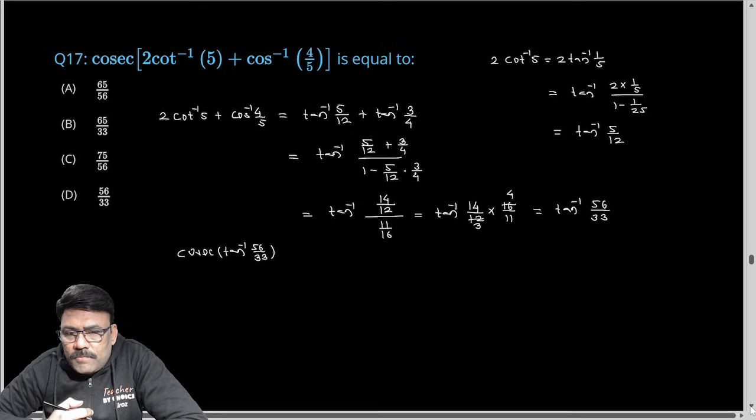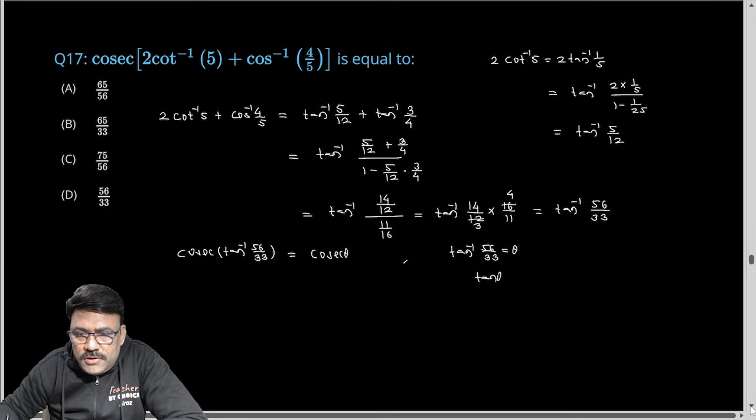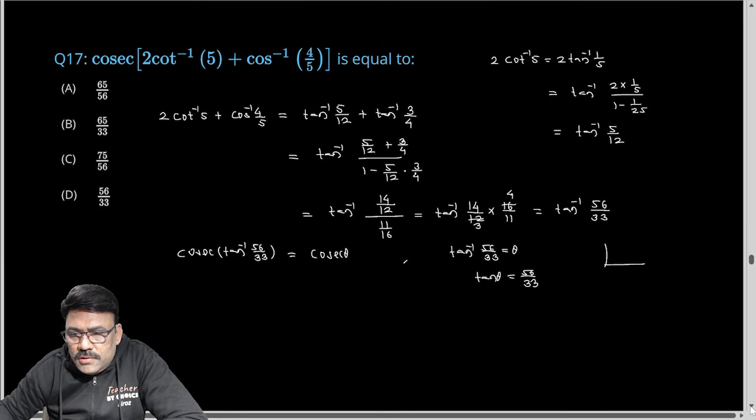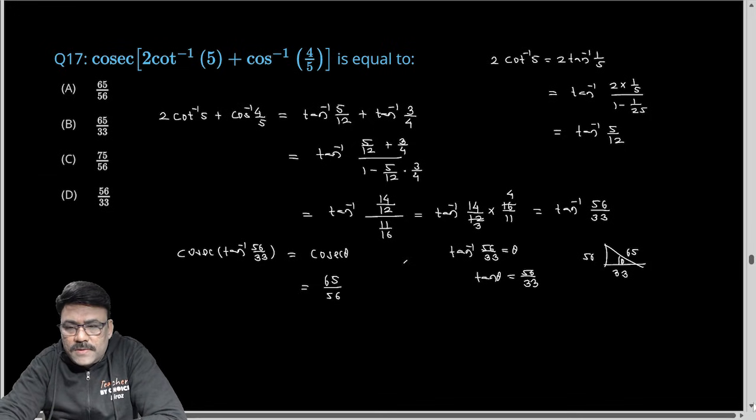So let's convert this tan inverse in terms of cosecant. Let's suppose tan inverse 56 by 33 is taken as theta. So tan theta will be 56 by 33. So ultimately it is 56 here, 33 here, and theta here. So the hypotenuse will be 65. So hence cosecant theta will be H by P. So it is 65 by 56. Means option A is the correct option here.